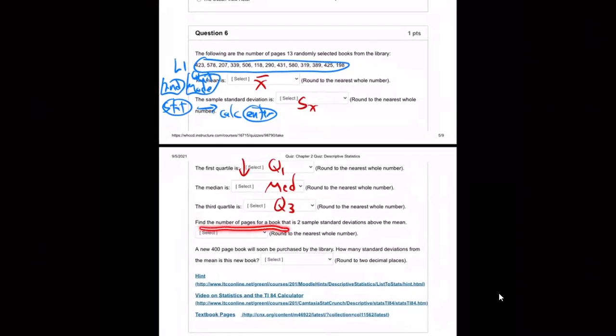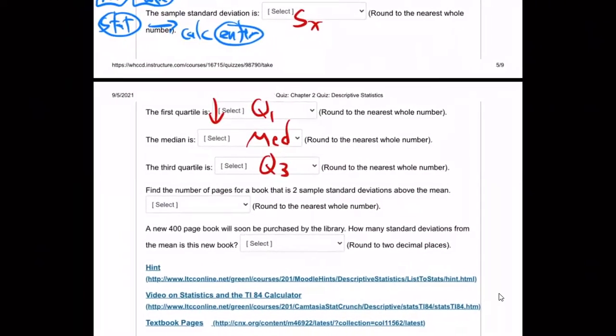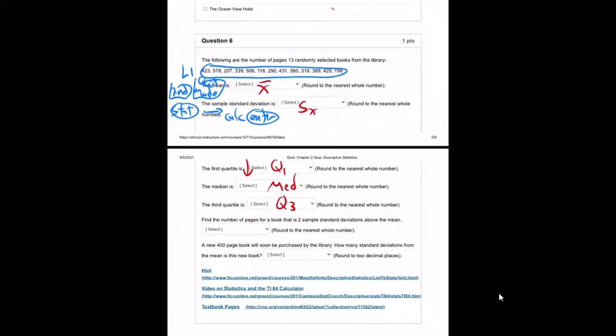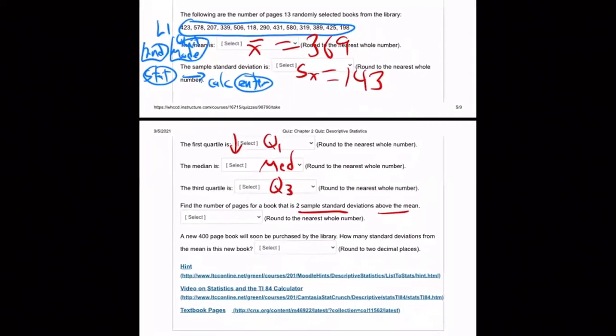Find the number of pages for a book that is 2 sample standard deviations above the mean. What does that mean, 2 sample standard deviations above the mean? Well, let me go grab what my mean was. X bar was 369. And my sample standard deviation, S sub X, was 143. That's what my calculator said. So to be 2 sample standard deviations above the mean, take the mean and add 2 times your standard deviation, right? Above means add.